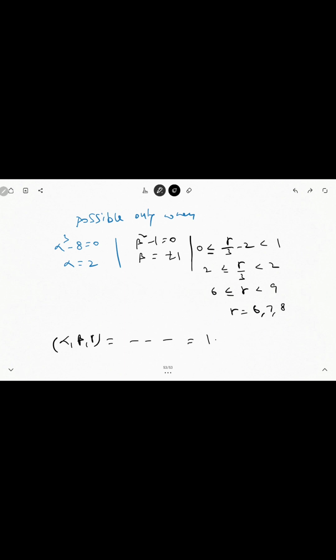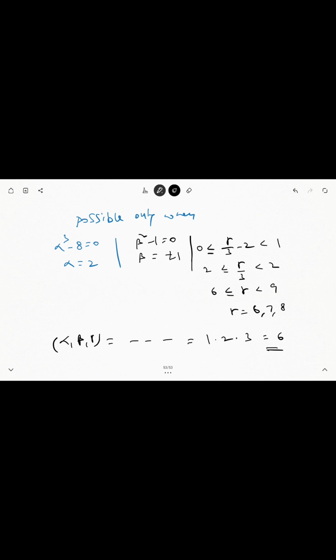Beta, the second blank can be filled up in two ways because 2C1. The third blank can be filled up with any of these three, 6, 7, 8. So 3. Is it right? So 1, 2, 3, 6. 6 is the answer. How many triplets are there? There exist 6 ordered triplets.